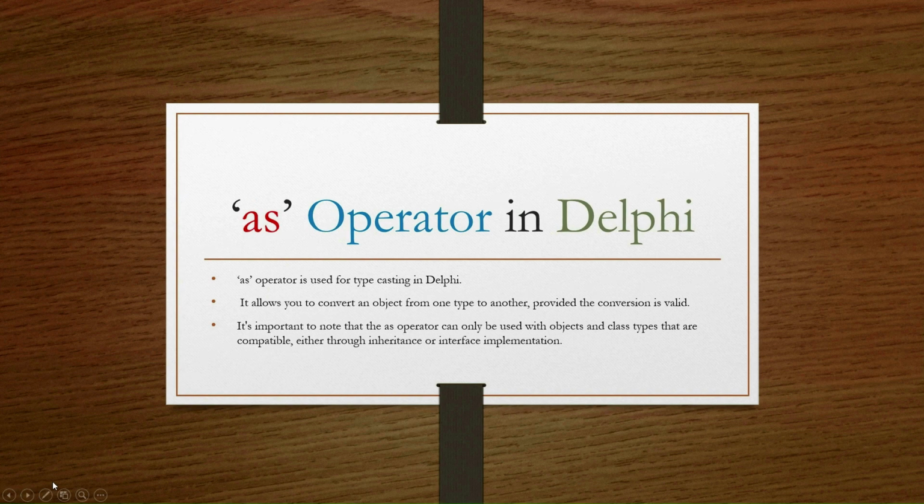Now let's see the as operator. The as operator is used for type casting in Delphi. It allows you to convert an object from one type to another, provided the conversion is valid. It's important to note that the as operator can only be used with objects and class types that are compatible, either through inheritance or interface implementation.